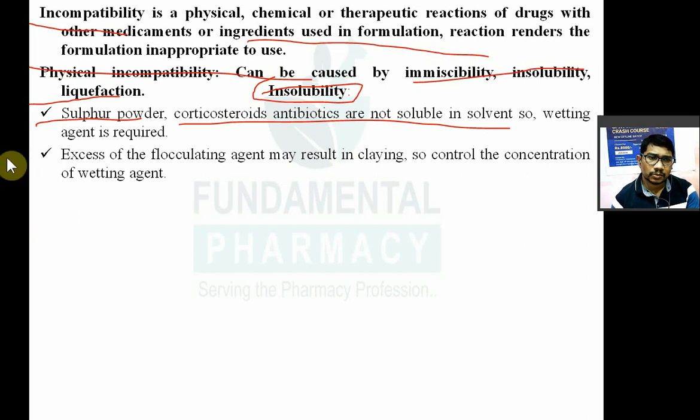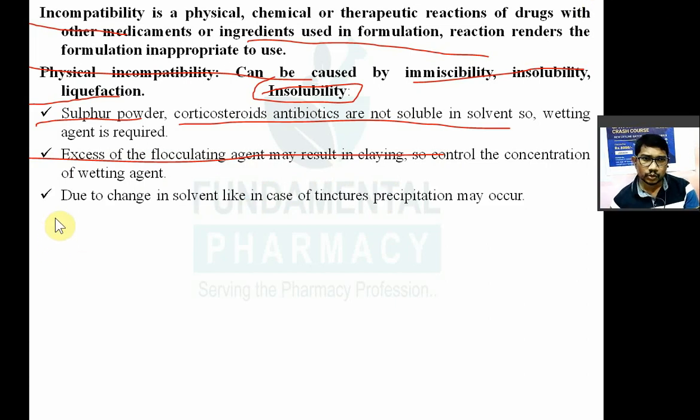Excess of flocculating agent may result in claying. If you are preparing a suspension and you add too much flocculating agent, excess of flocculating agent will cause development of clay at the bottom of the suspension. Clay means it will form a sediment at the bottom. So control of the concentration of the wetting agent is also important.